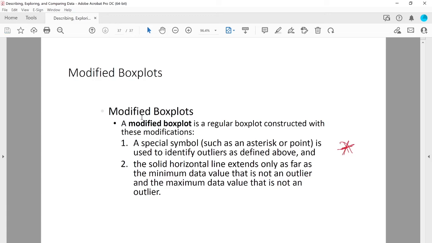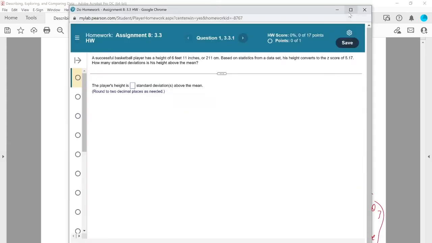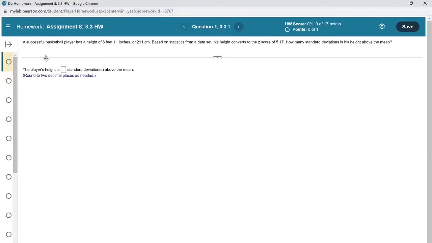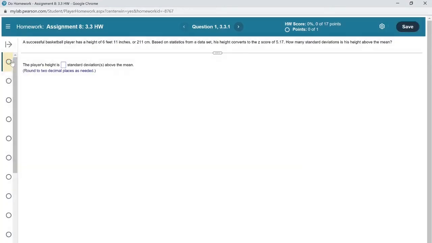But mainly in this section you have to focus on z-score, you have to focus on percentile, quartiles, the 5-number summary, and then the box plot. So these are the things you have to focus on in this section. So let's look at some of the examples from your homework section. So let's do the first problem here.